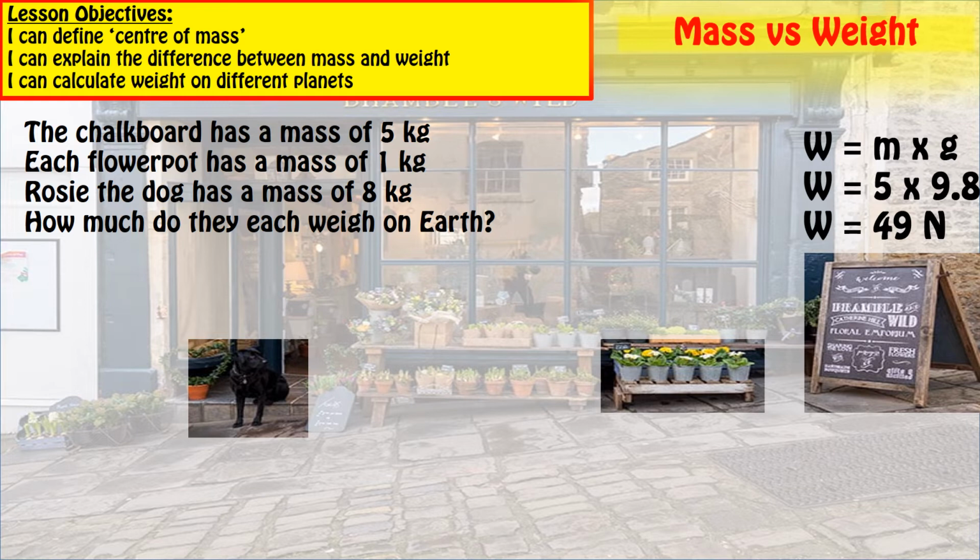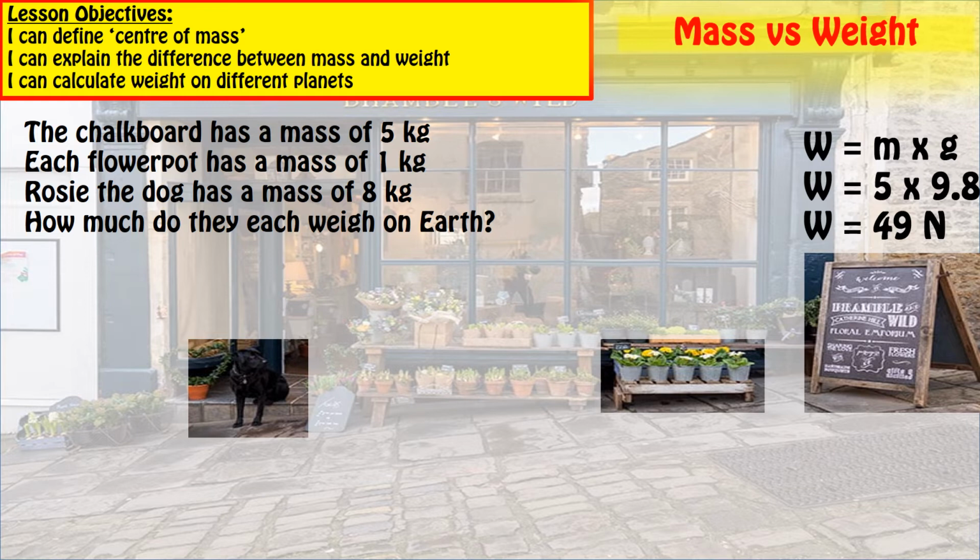Method, you swap the letters for the numbers. In maths we call this substitution. A, the answer, 49, and U, the unit, newtons. Sometimes in the exam you'll lose a mark if you forget to put the unit. In this case it's N for newtons. You sometimes can lose a mark just for not putting the letter N afterwards.